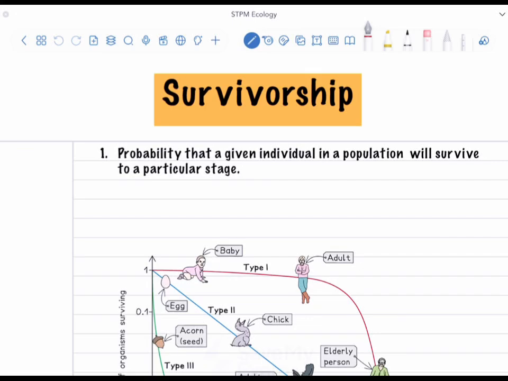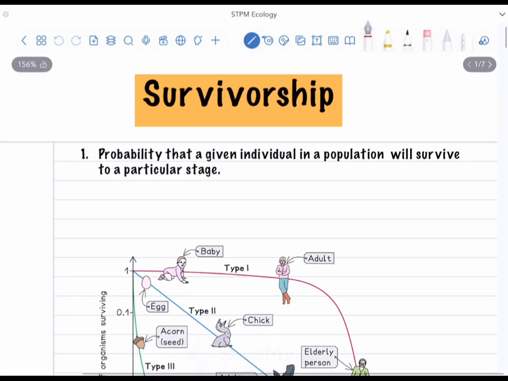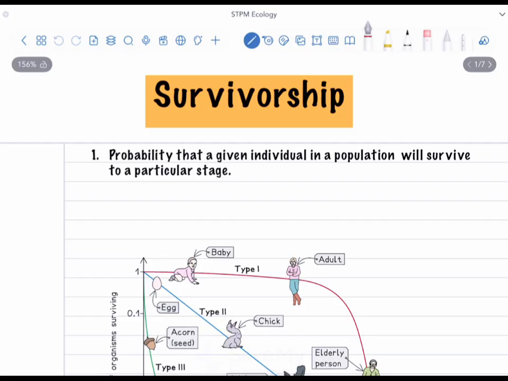So today I'm going to introduce you to what survivorship is in STPM ecology. First of all, survivorship is defined as the probability that a given individual in a population will survive to a particular stage.